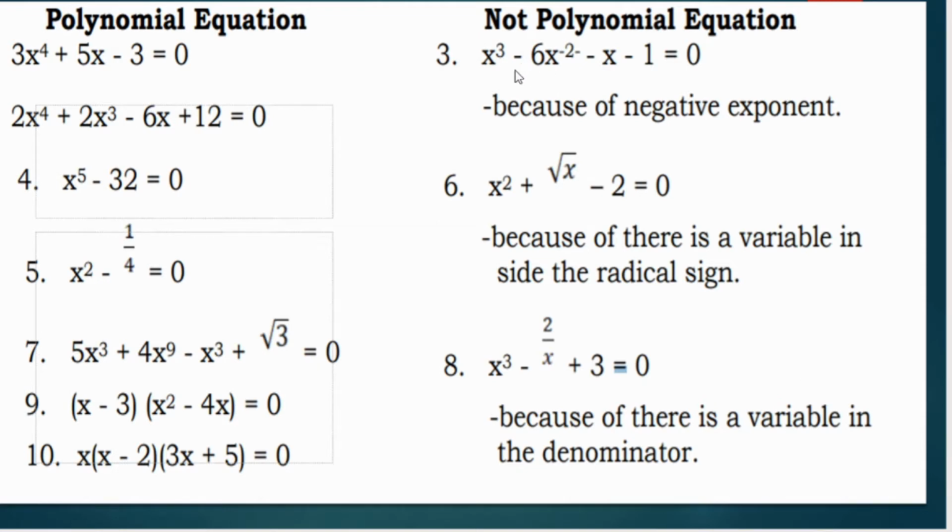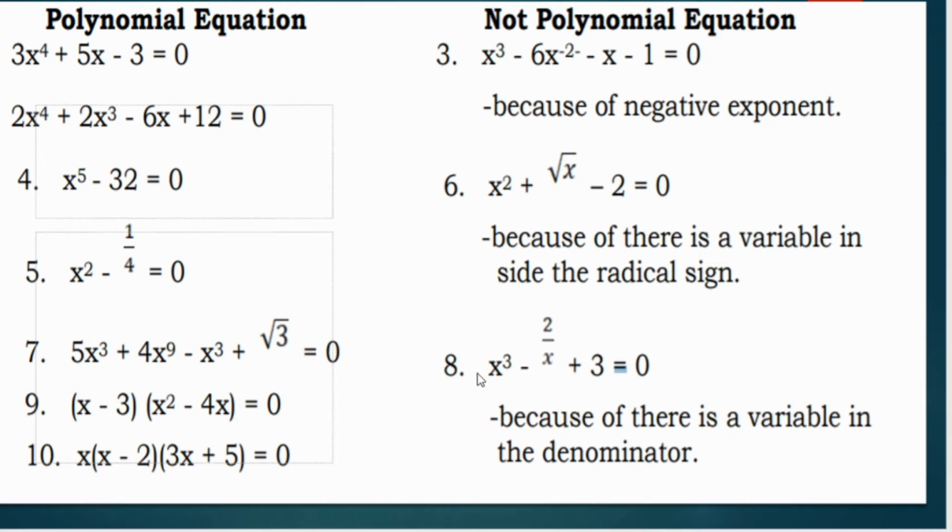Not polynomial equation. So we have x cubed minus 6x raised to negative 2 minus x minus 1 equals 0. In here we have negative 6x raised to negative 2 and we have a negative exponent. That's why this is not a polynomial equation. Another thing is x squared plus square root of x minus 2 equals 0. So in here we have square root of x, wherein there is a variable in the radical sign.